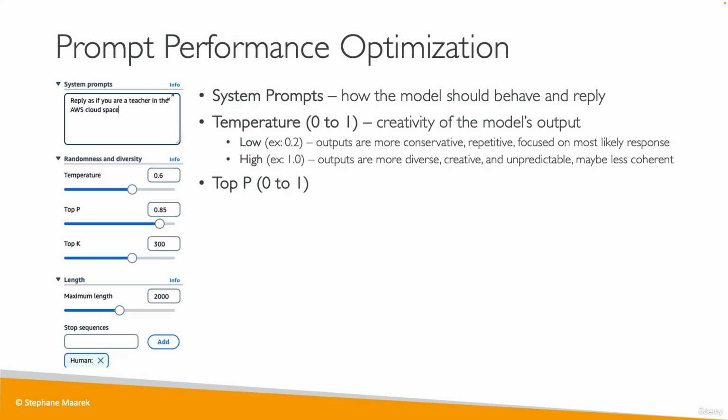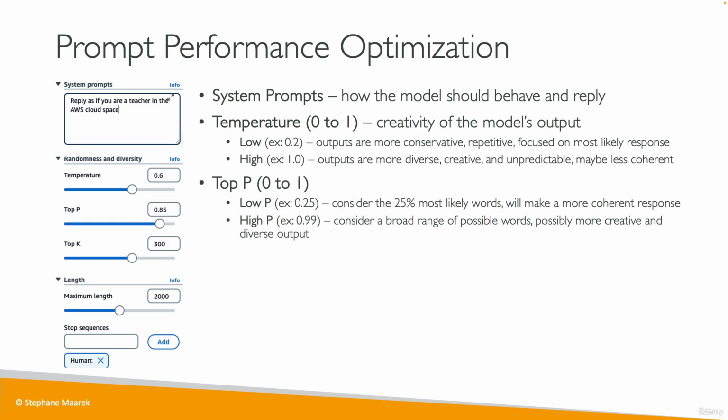Next, we have top P. Top P is a value, again, from 0 to 1. If you have a low P, for example 0.25, that means that in the list we saw before about the next words that can be selected, we will only consider the 25% most likely words. Therefore, we'll have a more coherent response because we only select the words that really make sense. If we have a high P value, for example 0.99, then we're going to consider a very broad range of possible words, and therefore we have a long list to choose from, so possibly we're going to get a more creative and more diverse output.